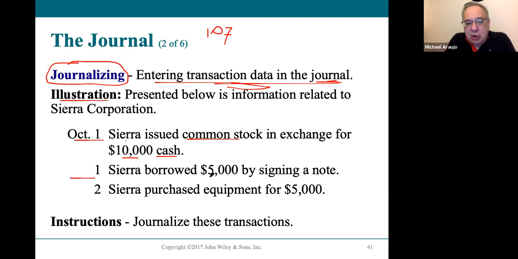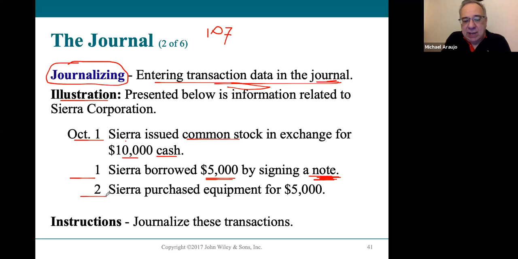October the 1st, also we borrowed $5,000 with a note. So we got a bunch of cash here. We have $5,000 more in cash, but now we have a notes payable. We had to analyze what side of the cash account means more. It's the debit side of cash that means more, so we're going to debit cash 5,000. We have more notes payable. What side of that notes payable account means more notes payable? The credit side. So we're going to credit notes payable 5,000.